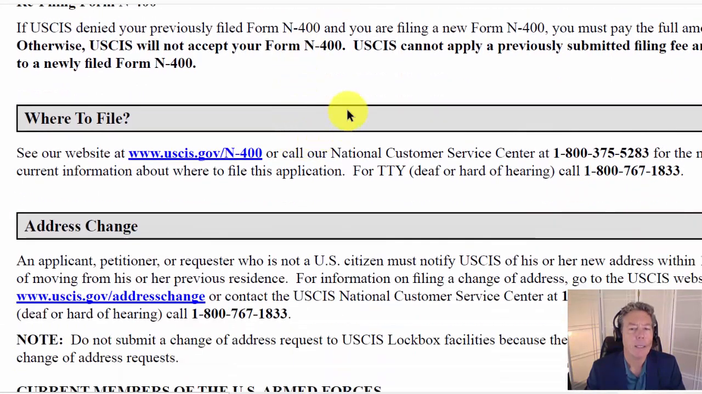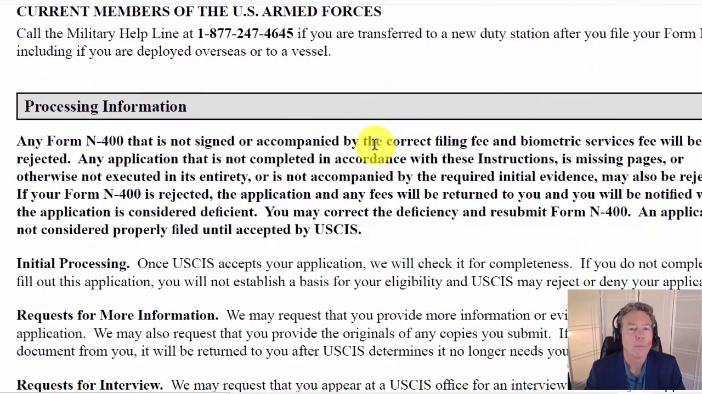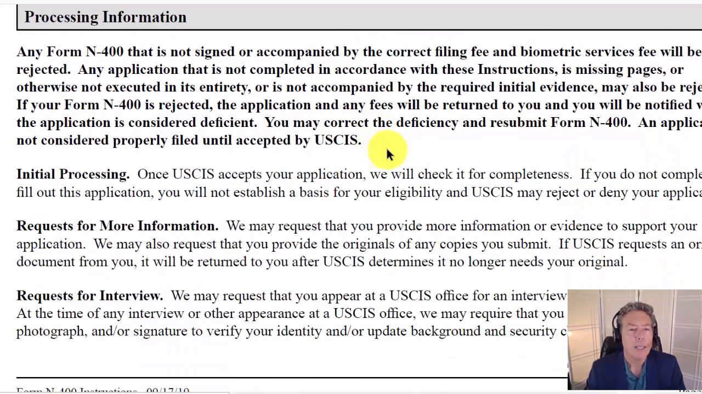And where to file. This is very important. You always want to make sure you're filing it in the right place. And then you've got to change your address with these people if you move. So you want to make sure you know about address changes for sure. And then the processing information, they're going to kick it back if it's not done right. And then once they get it, they'll check for completeness. Then they might request more information, right?